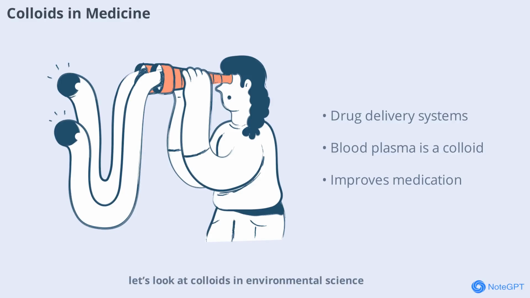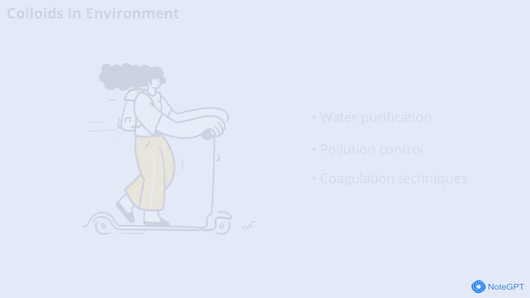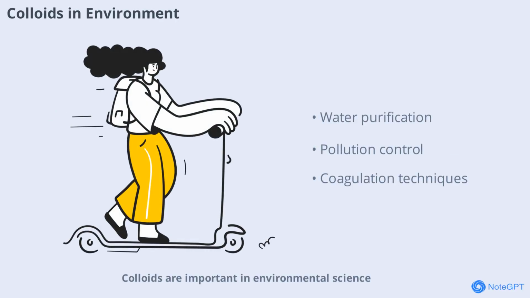Next, let's look at colloids in environmental science. Colloids are important in environmental science, especially in water purification and pollution control. Many pollutants exist as colloidal particles in water and air. Techniques like coagulation and flocculation are used to remove these particles from drinking water and wastewater. Understanding colloids helps us develop better methods for cleaning the environment and protecting public health.